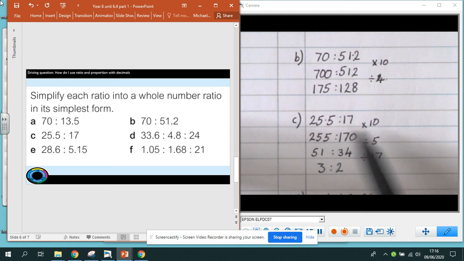For my next one, again 25.5 to 17, I multiplied them by 10. I divided them both by 5, and that gave me 51 to 34. Now, if you're a darts player, you would recognise 51 as 3 17s and 34 as 2 17s. So both of these numbers are divisible by 17, which gives me the ratio of 3 to 2.